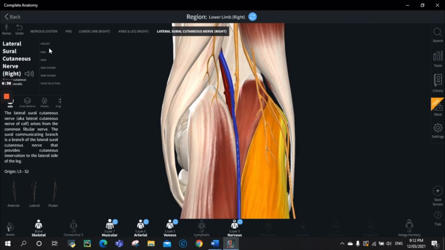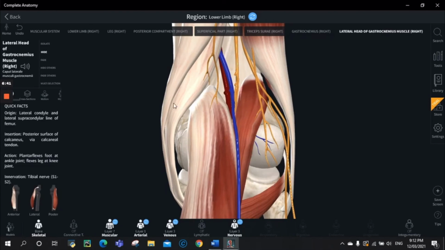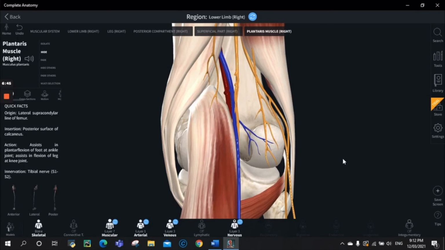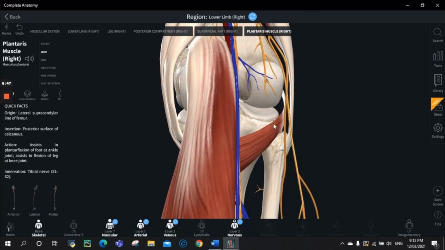It lies deep to the lateral head of gastrocnemius and to the plantaris. So if we remove them, we can see this beautiful muscle here, the popliteus muscle. This muscle also is part of the floor of the popliteal fossa, and the lower border of this muscle demarcates the lower border of the popliteal fossa.